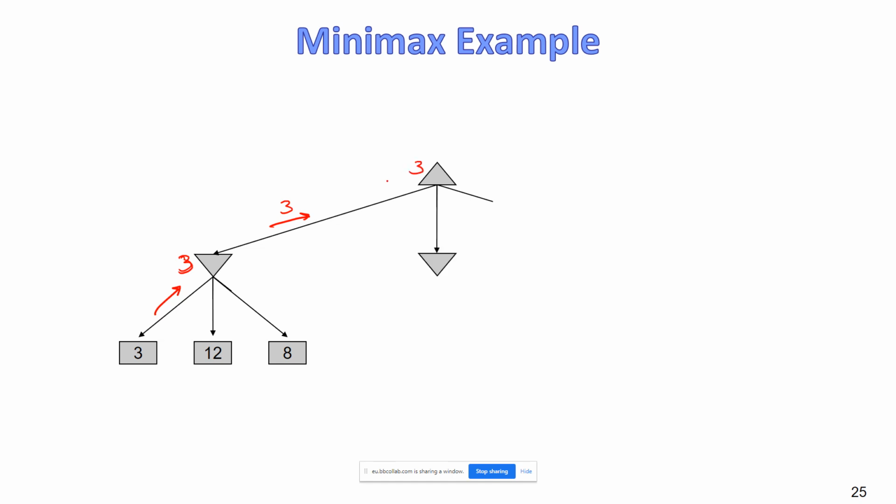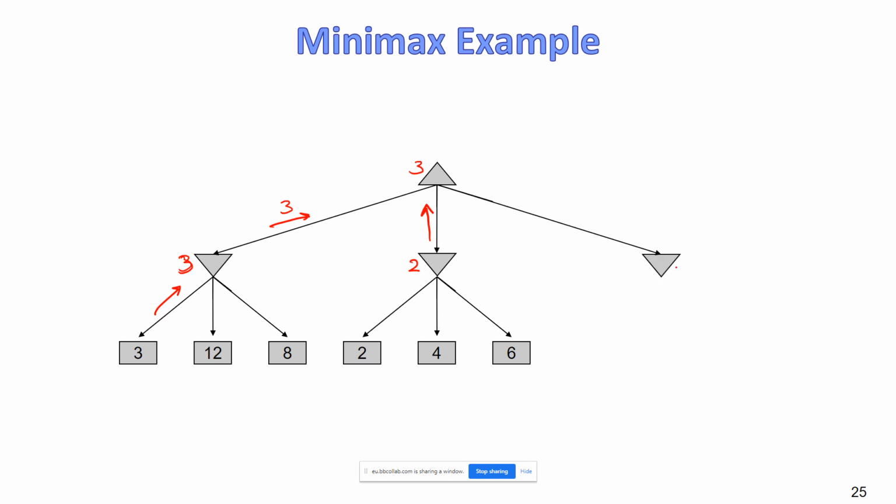Now we explore the second child. The first child of it is 2, so the value here is 2. Then we get 4, which will not affect 2, and 6 will not affect 2, so 2 will be passed up. 2 will not affect 3, so we still have 3. We'll go to the third child, and so on. So we'll have 14 here, so this will be 14. Then we get 5, then this will be 5. Then we get 2, then this will be 2. Then we have to pass back 2. Now we have 2 and 3. Of course, 3 will be the value of the game.